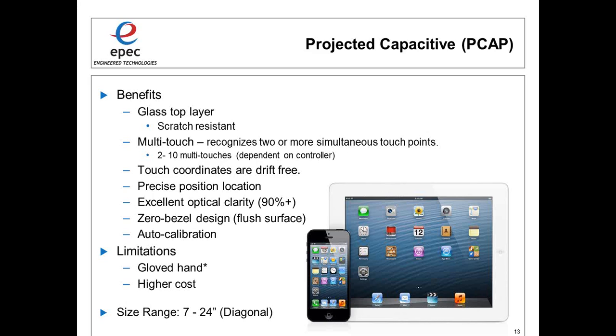And the clarity is excellent. So again, we're talking about 90% light transmission on this type of technology, which is why you've got the iPad and the iPhone with just incredible graphics with the LCD. And with this design, we can use a zero bezel design. And what I mean by that is that top layer can be flush all the way to the edge. So you don't have a plastic or some kind of housing over the edges of this. So it's really clean and really fine, aesthetically pleasing bezel design. There are a couple limitations.